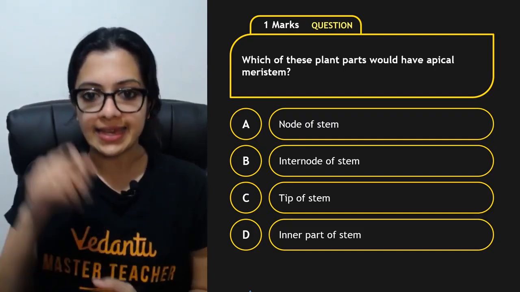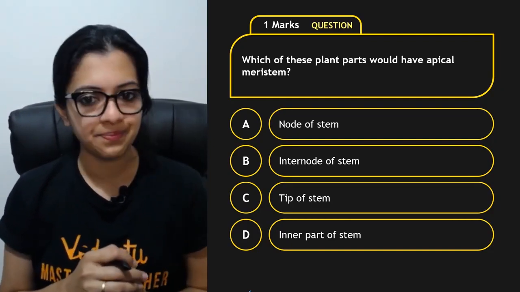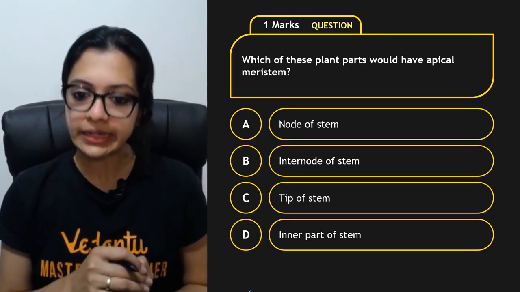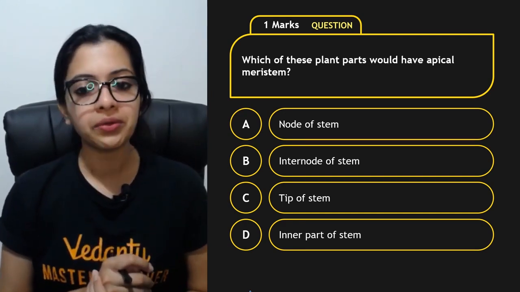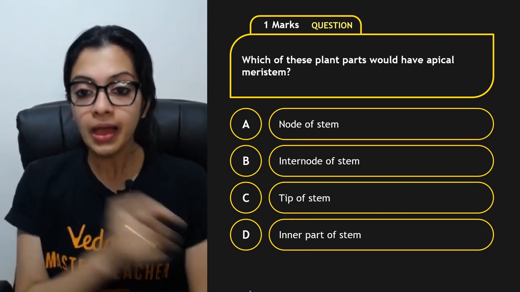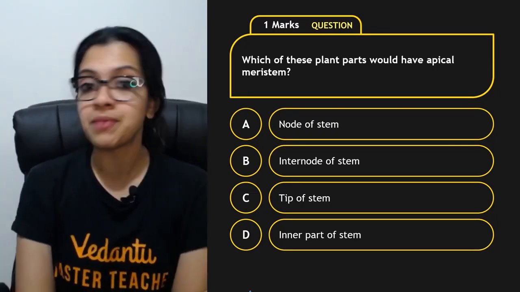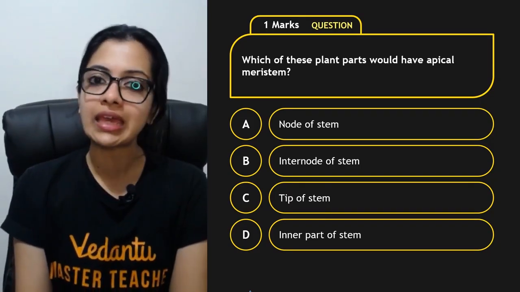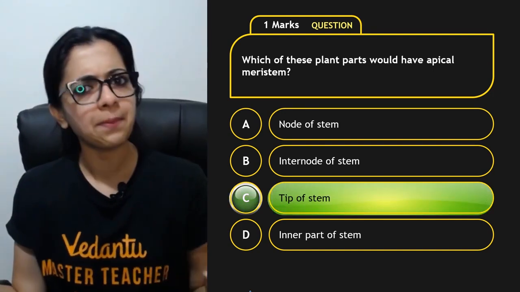Which of these plant parts would have apical meristem? Node of the stem, internode of the stem, tip of root, tip of stem, or inner part of stem. What do you think it could be? What is apical meristem? Your time ends in 3, 2, 1, and the answer is tip of the stem, of course.